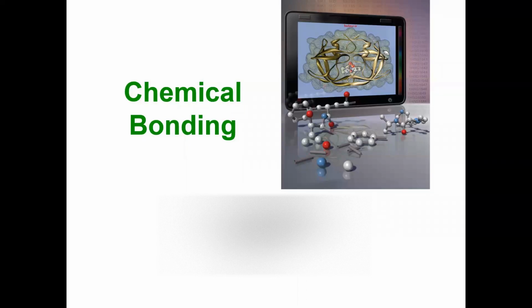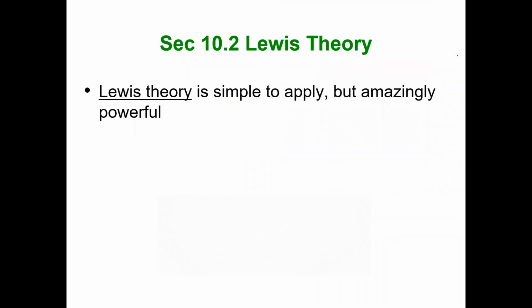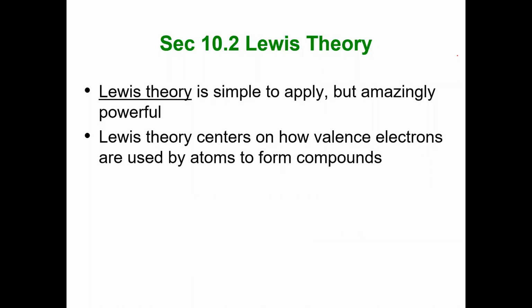Hey students, this video is about chemical bonding in chapter 10, and we discuss the first preliminary concepts to help us better understand how molecules come together and have certain shapes. So we must talk about Lewis theory. Lewis theory is pretty straightforward and simple to apply. It centers basically on how many valence electrons are in atoms, and the reason the focus is valence electrons is that valence electrons are the ones involved in bonds.